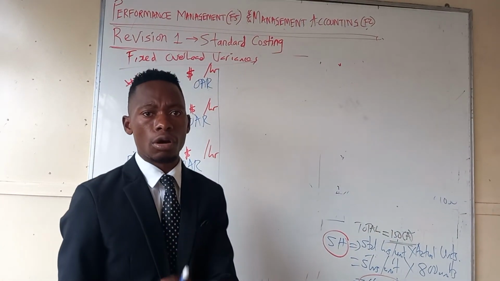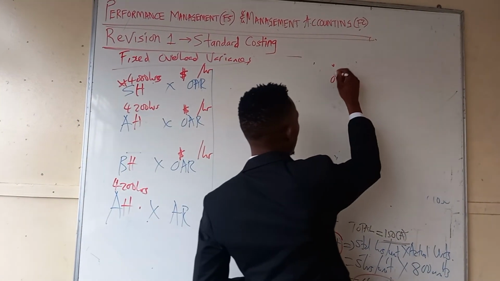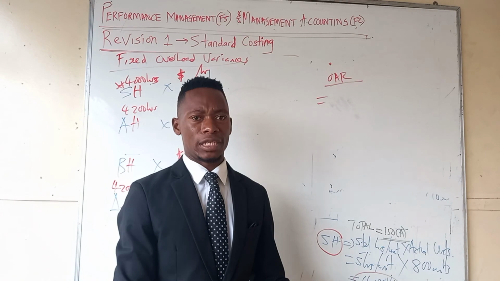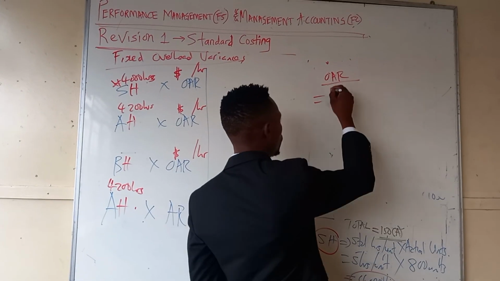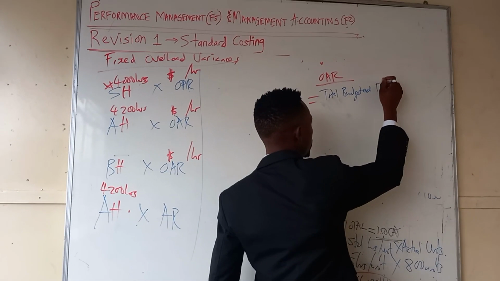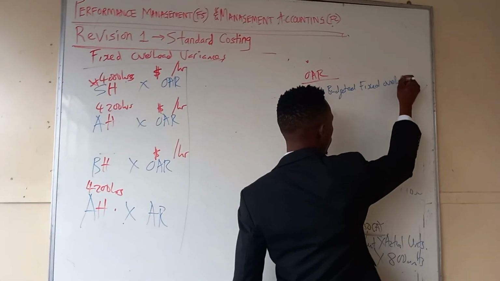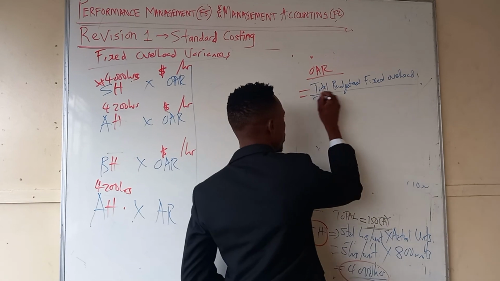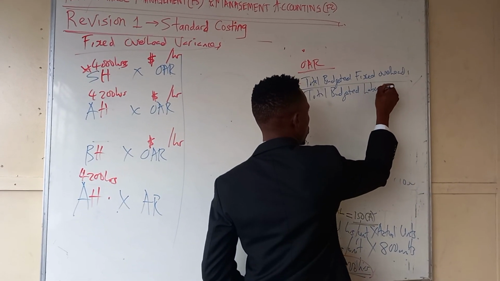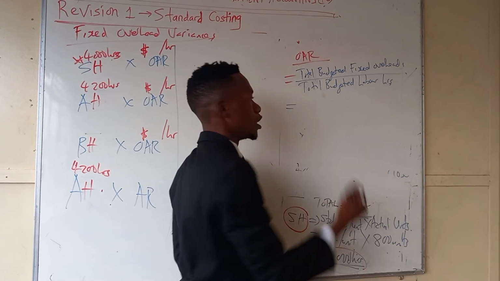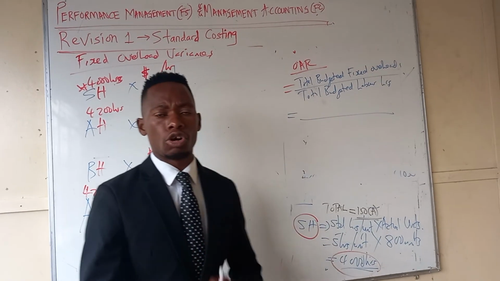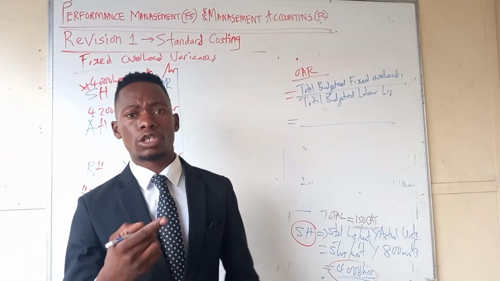So allow me to calculate the OAR. How do you get the OAR? Budgeted over budgeted, right? So the total budgeted fixed overheads divided by the total budgeted labor hours. So it's budgeted over budgeted. Am I given the budgeted cost? Am I given the budgeted fixed overhead cost?